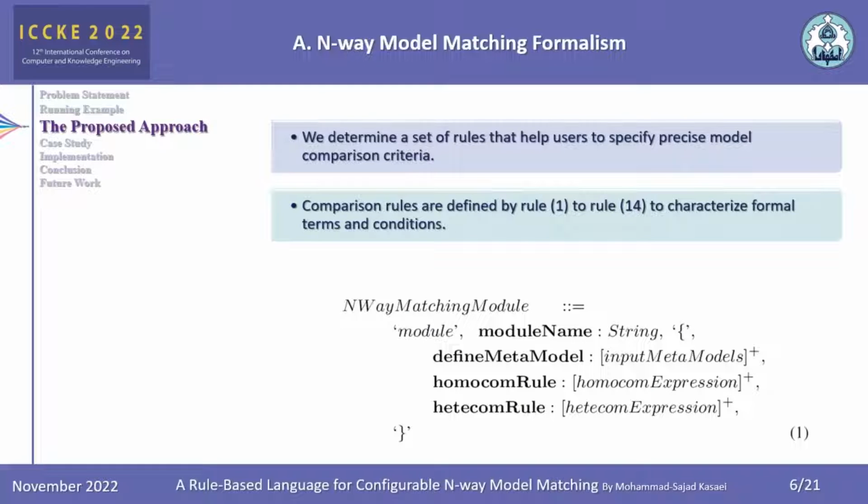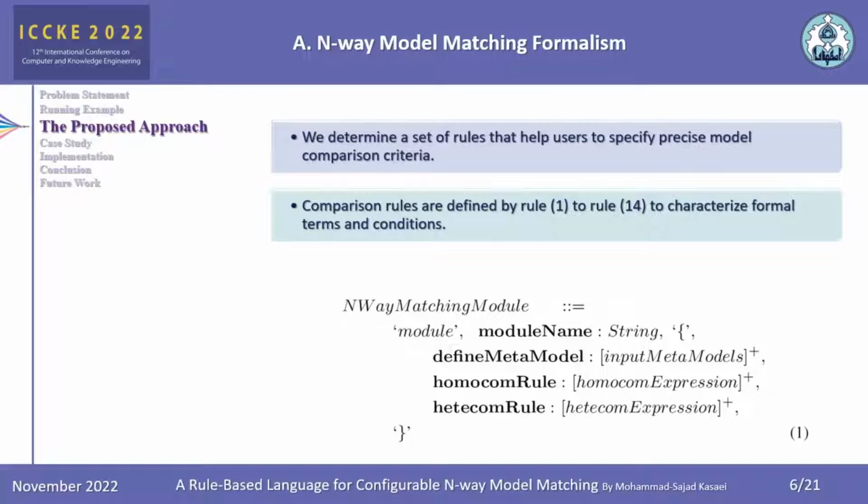The proposed formalism. We determine a set of rules that help users to specify precise model comparison criteria. Comparison rules are defined by Rule 1 to Rule 14 to characterize formal terms and conditions.